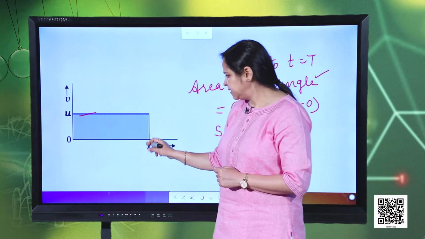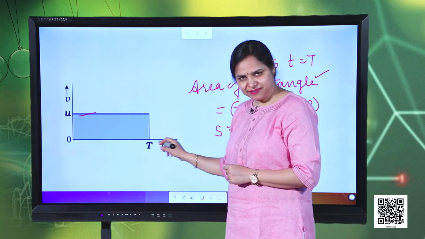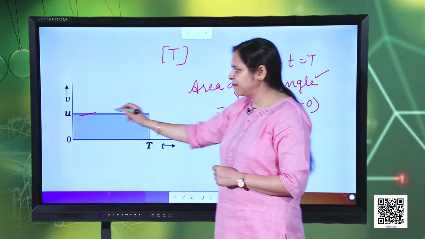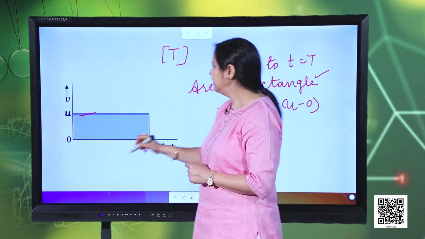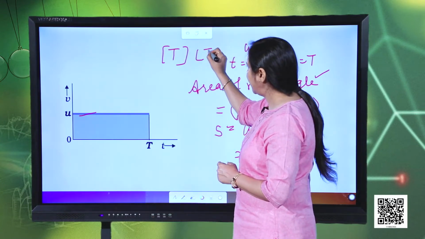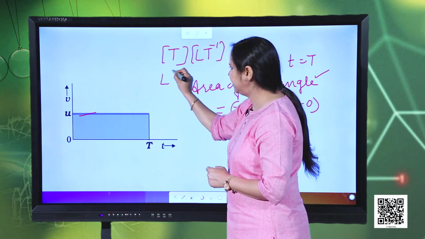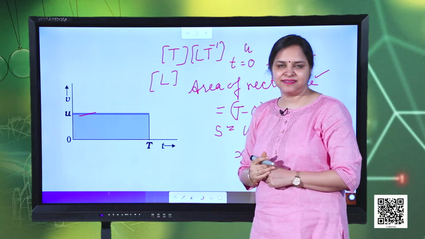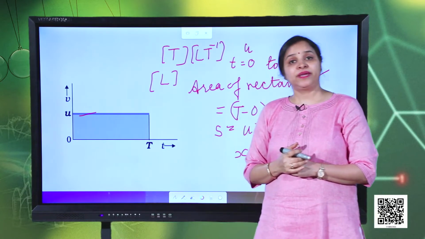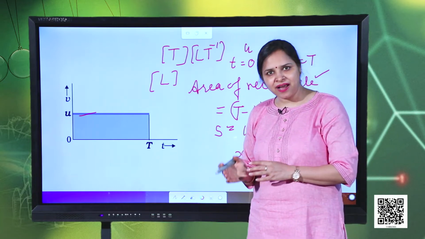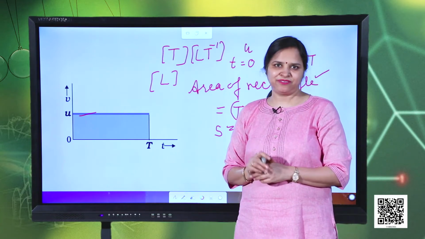We can also verify it dimensionally. Here if we multiply the dimension of the time axis, that is t, with the dimension of the y axis, that is u, which is LT^-1, what do we get? We get the dimension of length, and that is the distance. So, that is how we can say that the area under the velocity-time graph represents the displacement.